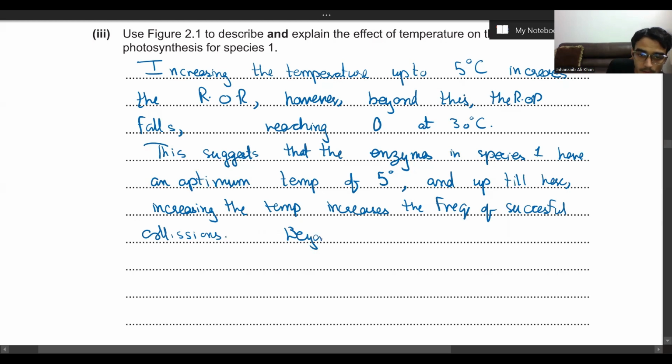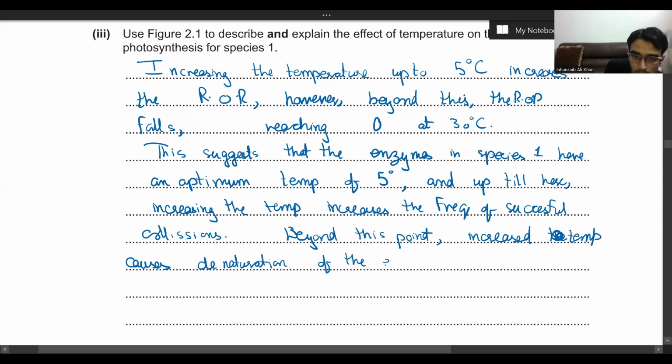Beyond this point, there is denaturation of the enzymatic active site, and the rate of reaction falls.